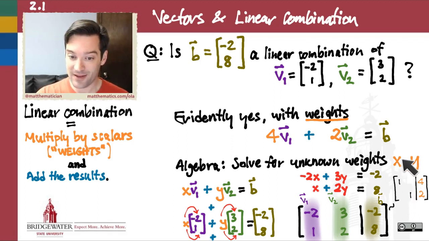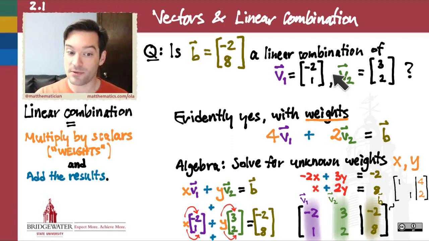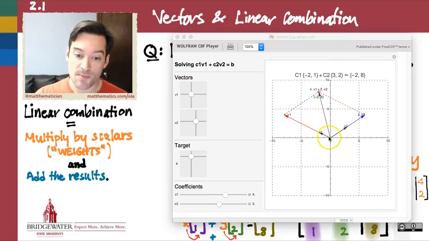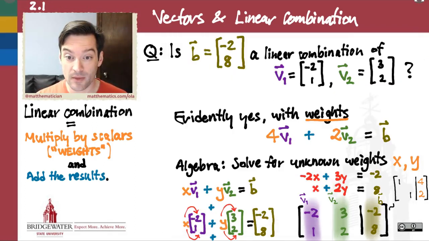In other words, that's how we could have discovered the weights that make a linear combination of this V1 and V2 equal to this B. The 4 V1s that I needed to put into my mixture, the 2 V2s that I needed to put into my mixture, such that when I add those together, I get the result that I was looking for.